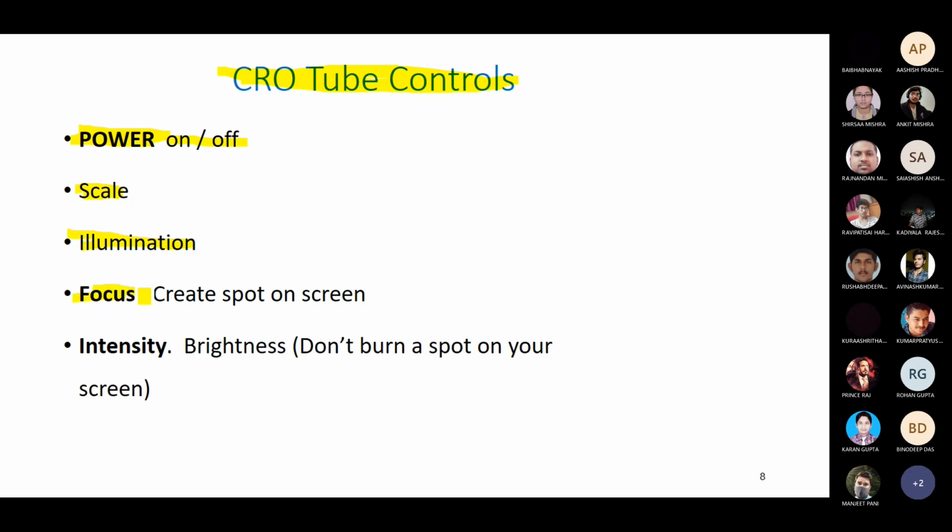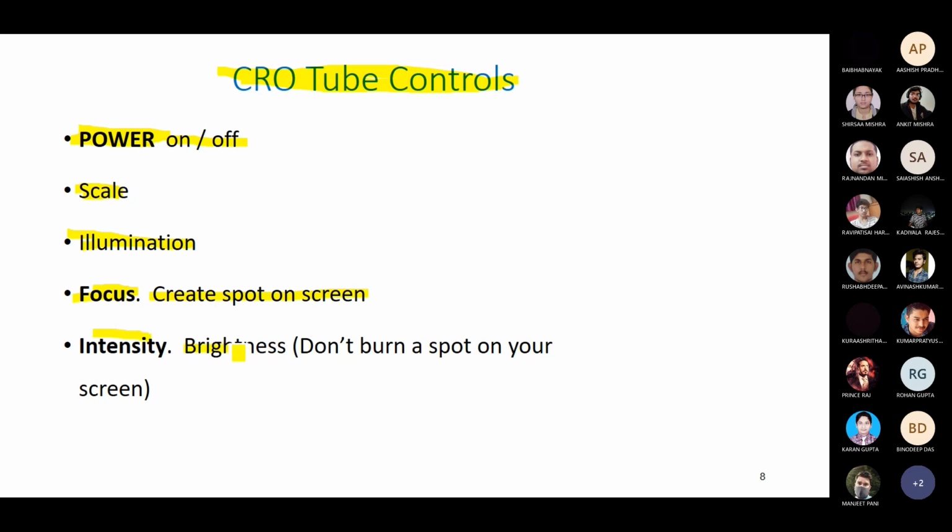Focusing terminal will also be there. It creates a spot on the screen. If the intensity is more, it will be thicker in nature. So focusing is very important. How perfectly the electron beams are emitted to your phosphor screen matters. So it should be thin in nature, and the intensity will also be good, otherwise you are not able to understand.